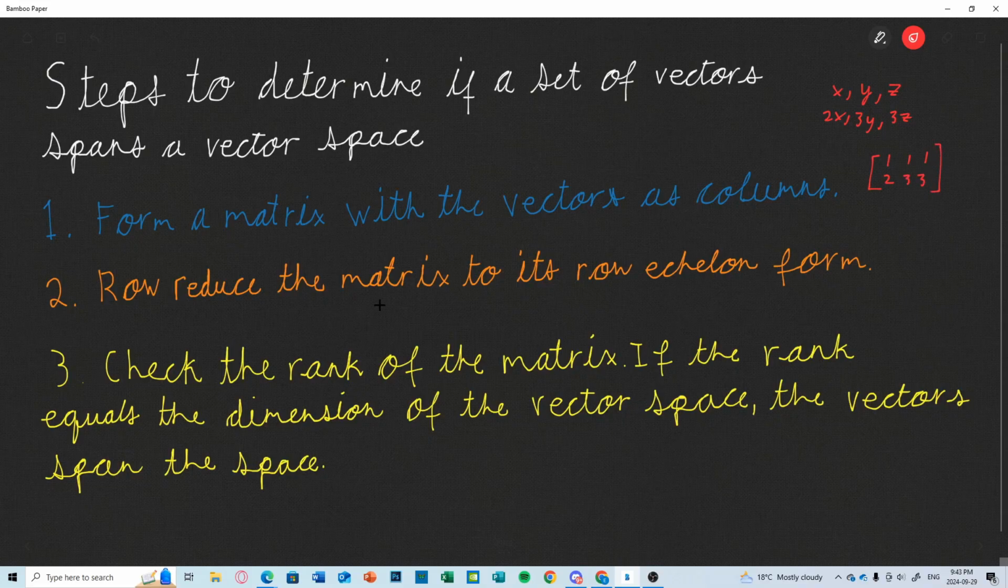Next step is going to be putting it into row echelon form, meaning that we want to have the form of 1, 0, 0, 0, 1, 0, and 0, 0, 1, or the best we can. We might have some free variables, but that's okay. We want to just try to get it as close to this form as possible. And then finally, we want to check the rank of the matrix. If the rank equals the dimension of the vector space, the vectors span the space.